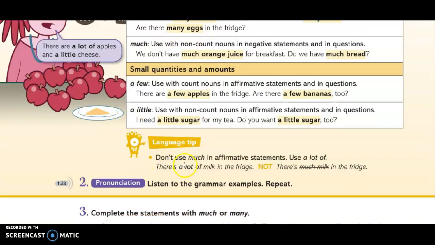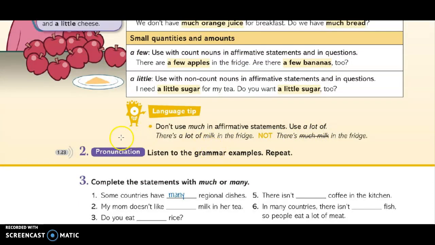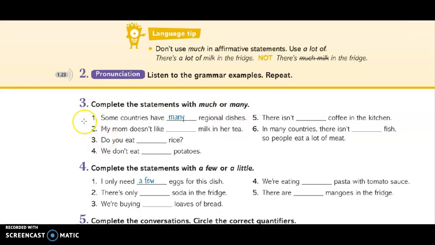Language tip: don't use much in affirmative statements. Use a lot of. No ocupar much en oraciones afirmativas, usa a lot of. Ocupa a lot of. Number 3, complete the statements with much or many. Ya, solamente completar las oraciones con la palabra much or many.